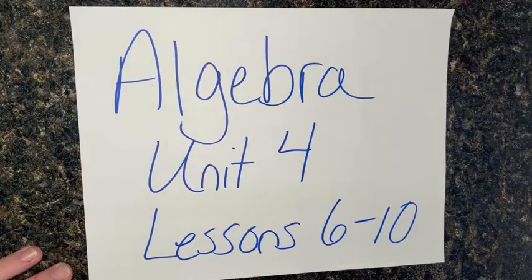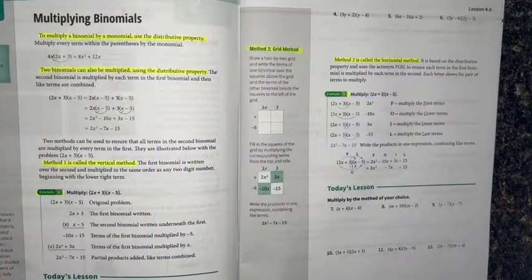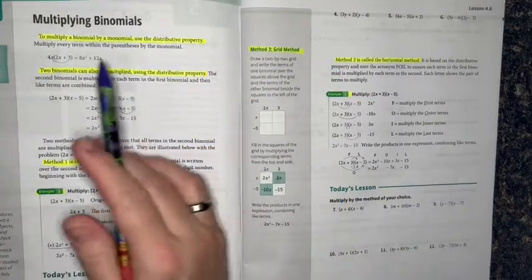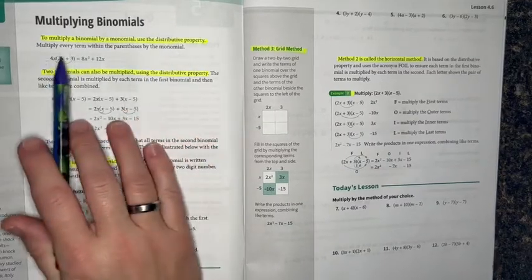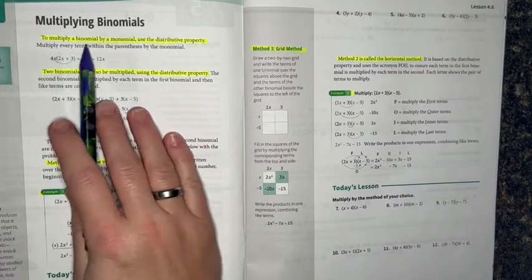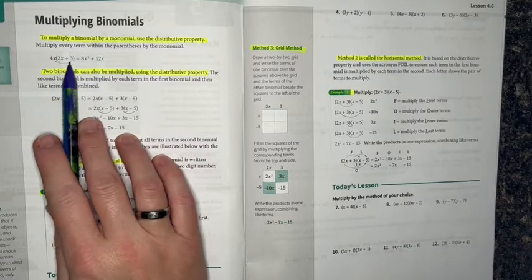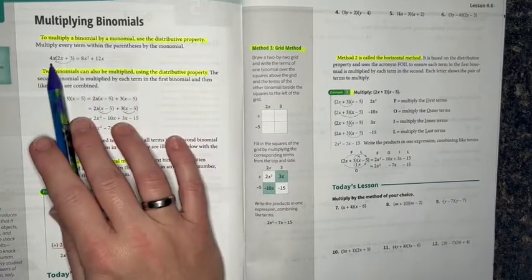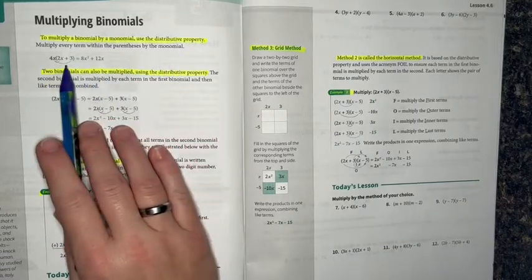For this video, we're going to be looking at Algebra, Unit 4, Lessons 6 through 10. Lesson 6 begins on page 22, and it's entitled Multiplying Binomials. And it tells us here that to multiply a binomial, which is two terms, by a monomial, one term, we use the distributive property.